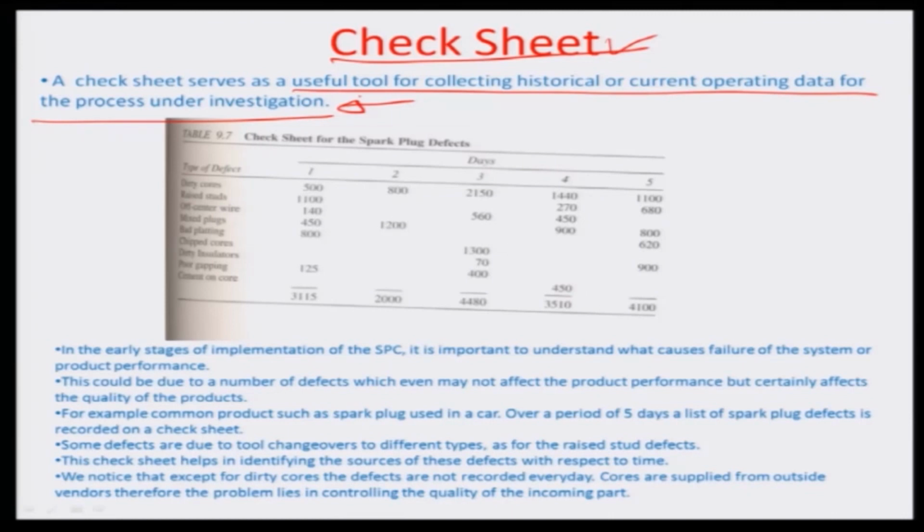It is a sort of a recording of the causes of failure of a system or product performance, and this can be due to a number of defects within the particular product that we are talking about, and it may not even affect the product performance but certainly affects the quality of the product. So a common example, for example, are the spark plugs, okay, and so there may be various defects in this spark plug, like for example dirty cores, raised studs, off center wire, mixed plugs, bad plating, chipped cores, dirty insulators, poor gapping, cement on core.